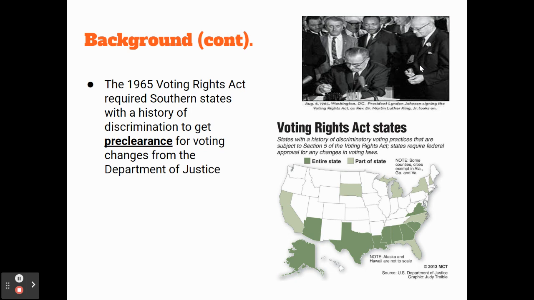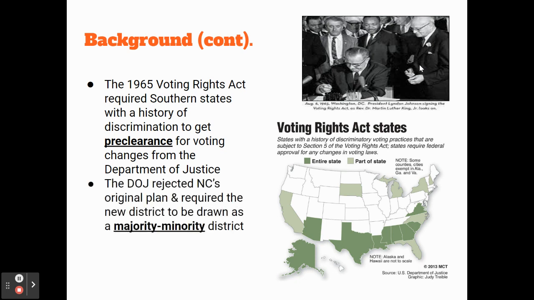If you're on this list, what that basically means is that you have to get pre-clearance. That means that before you make any changes to your voting process, you have to get permission from the Department of Justice first, because they have to determine whether or not you are attempting to make legitimate voting changes in your state, or if you're back to your old ways of discriminating against minority voters. So you'll notice Pennsylvania is not in the green color. That means we didn't have to get permission when we made changes from the Department of Justice, but North Carolina does.